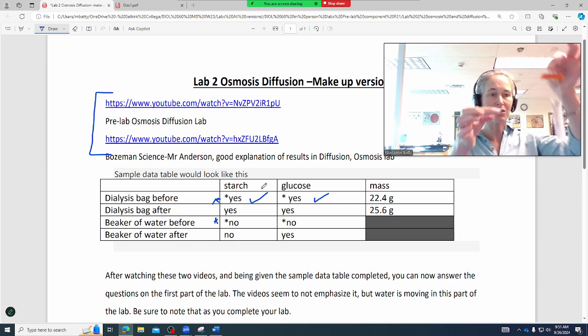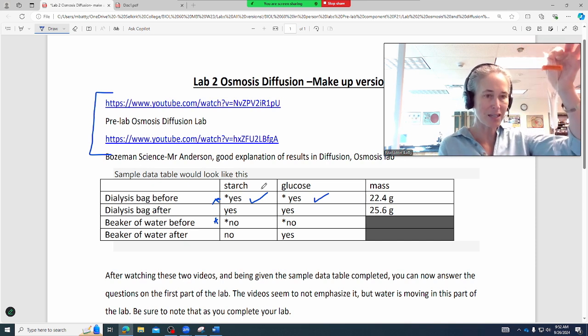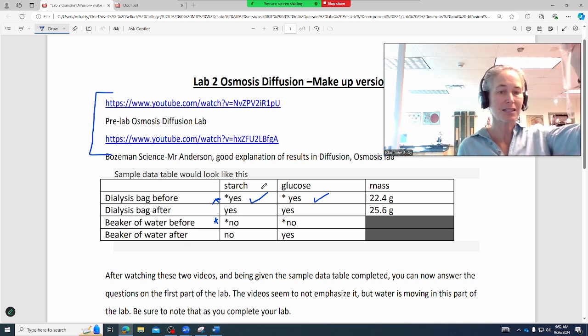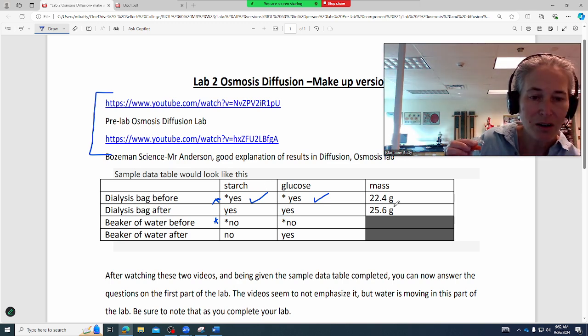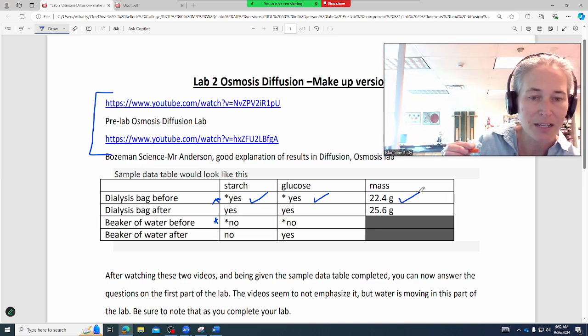So you remember that solution is in my little sausage casing here. And what I'm going to do is take the mass of this as well, and that's also recorded on my chart.